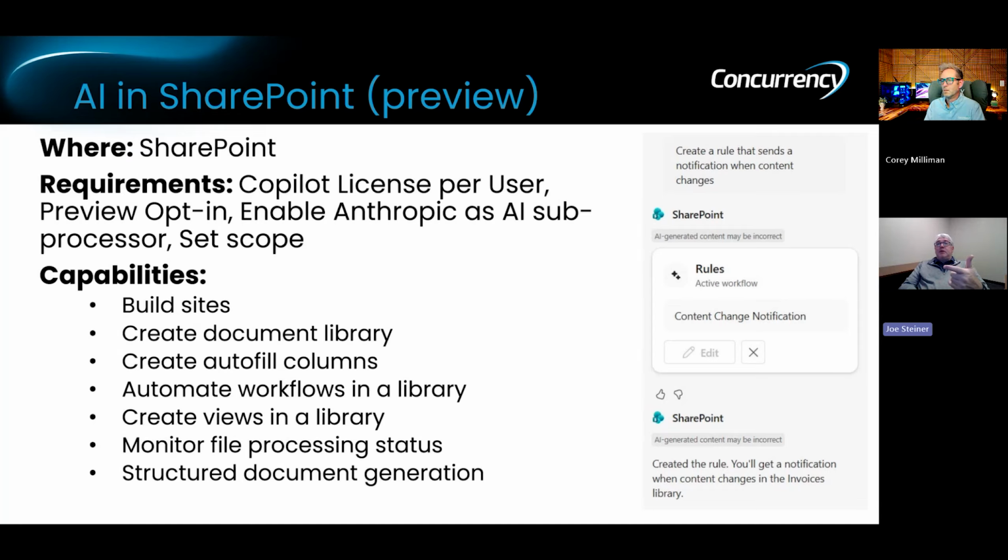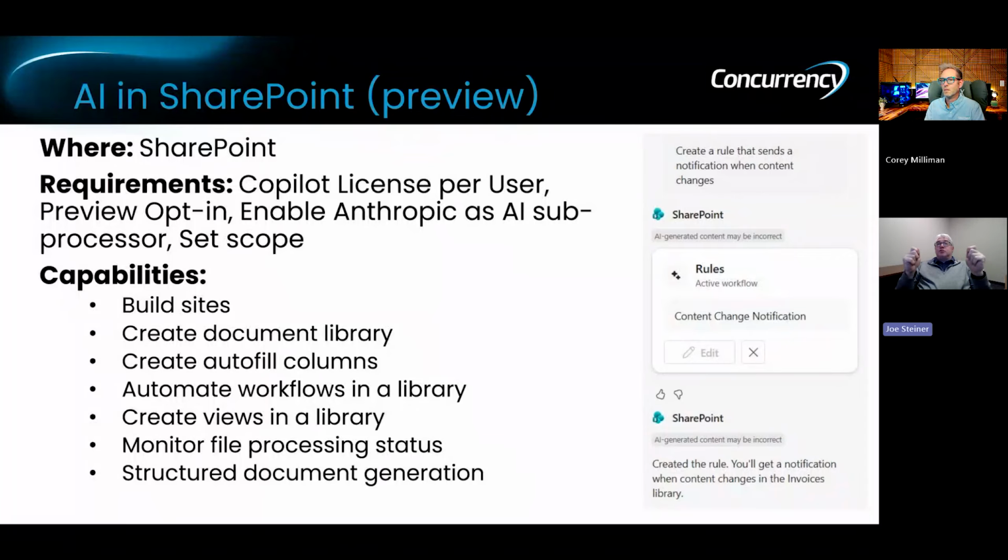So if I have the ability to create a site, and I have had this enabled, I can actually use this today. You need a Copilot license for every user that's going to use this. You have to opt into the preview, and then very specifically, you have to enable Anthropic as an AI subprocessor. There are instructions for this, so we can help you with that as well. That basically allows you to use Anthropic as the AI LLM behind the scenes that can make these things happen.